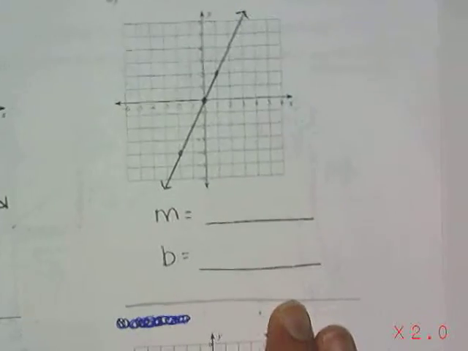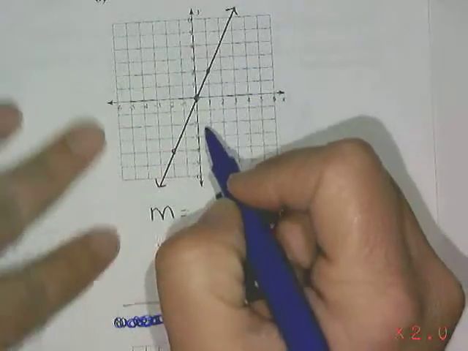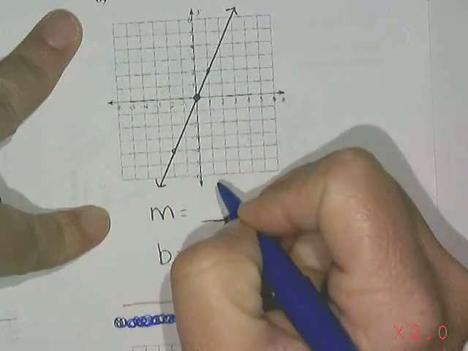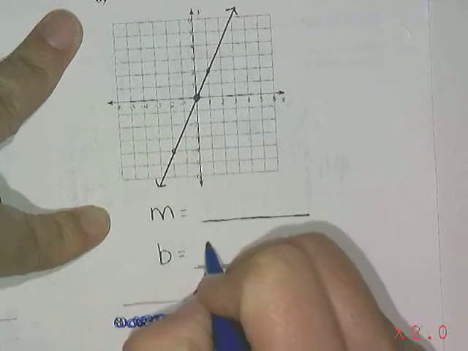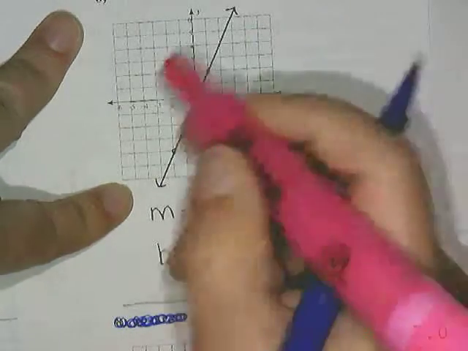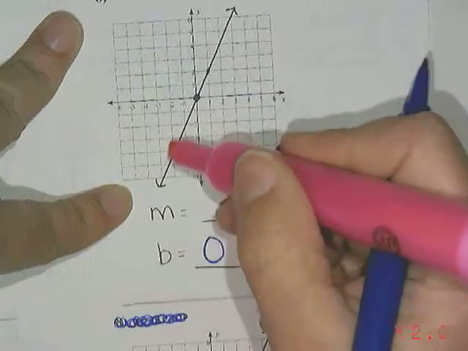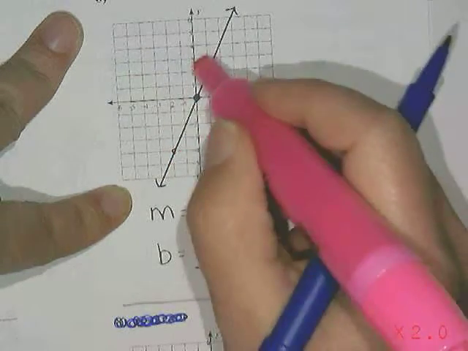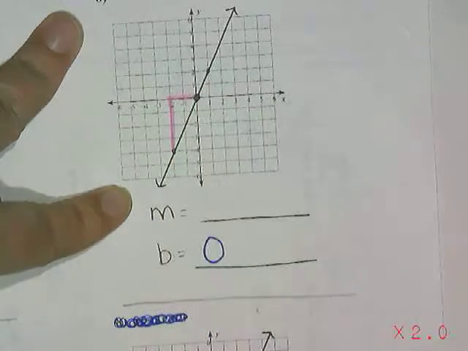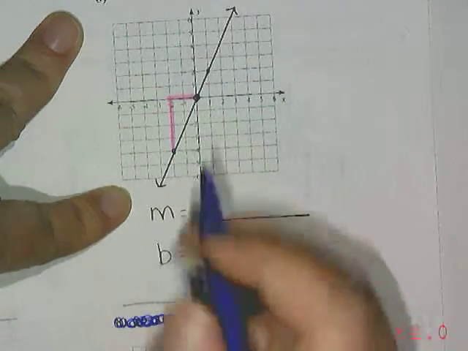Number 6. My line crosses at 0, 0, at the origin. So on this one, my b is going to be 0. For my m, I'm going to draw my triangle. It doesn't matter which way I go, if I connect these two, or these two down here, or even the first one and the last one. It really does not matter as long as it's 2 points on the line.